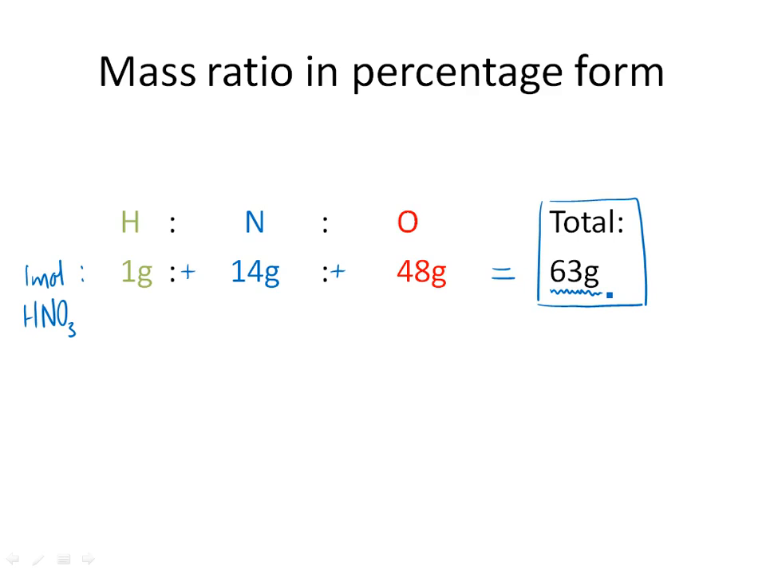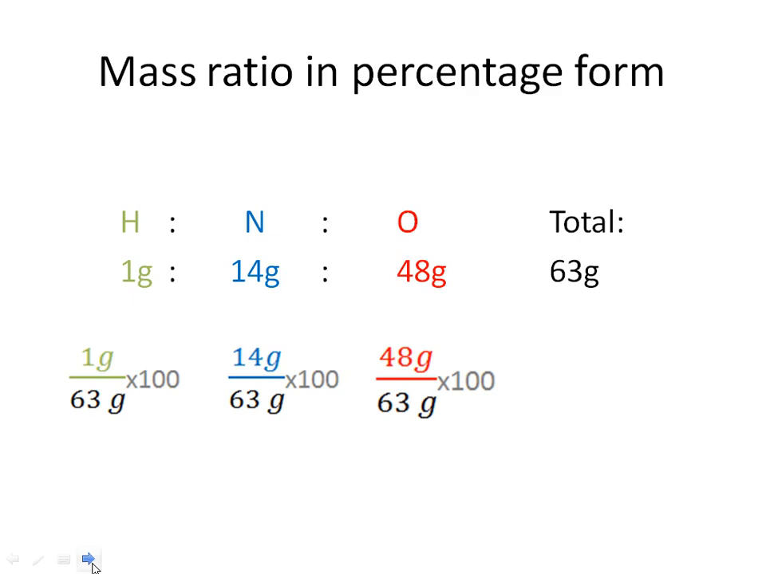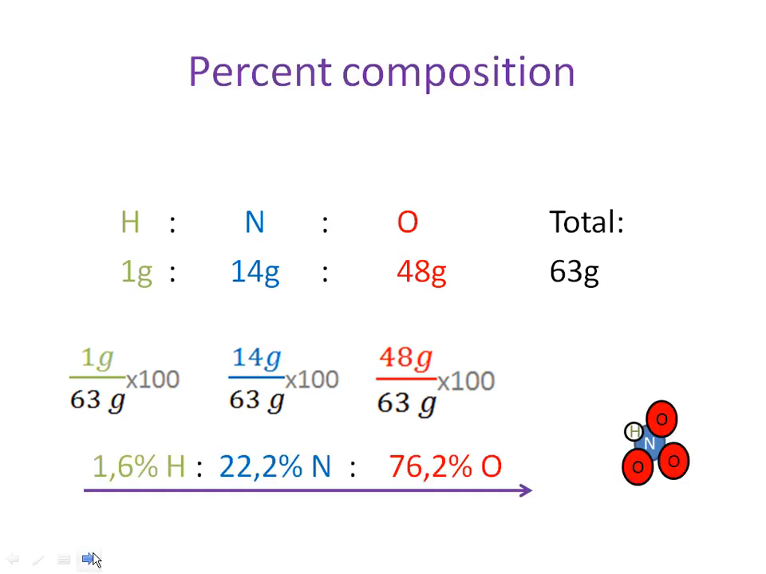So now we simply have to find out what fraction of the whole 63 is 1 gram and express that as a percentage, and the same for the other values. Pause the video until you've got the answers yourself. This is how we calculate the percentage of each component. And here we have the answers.